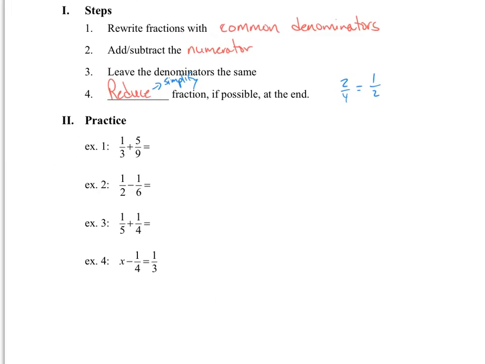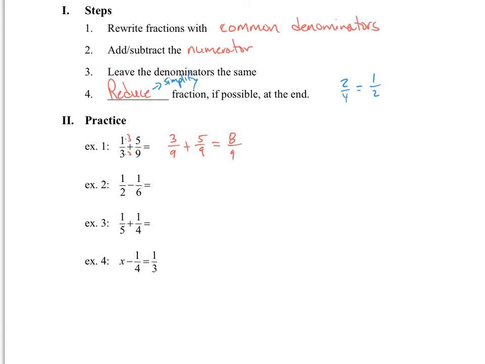All right, let's try a couple practice ones. 1/3 plus 5/9. What would be a common denominator between these? 9. So this 3 I've got to do times 3, and that means I got to do times 3 to the 1. So I have 3/9 plus 5/9. 5 plus 3 is 8. So we have 8/9. Can I simplify that at all or reduce that at all? No, so I'm done with that one.